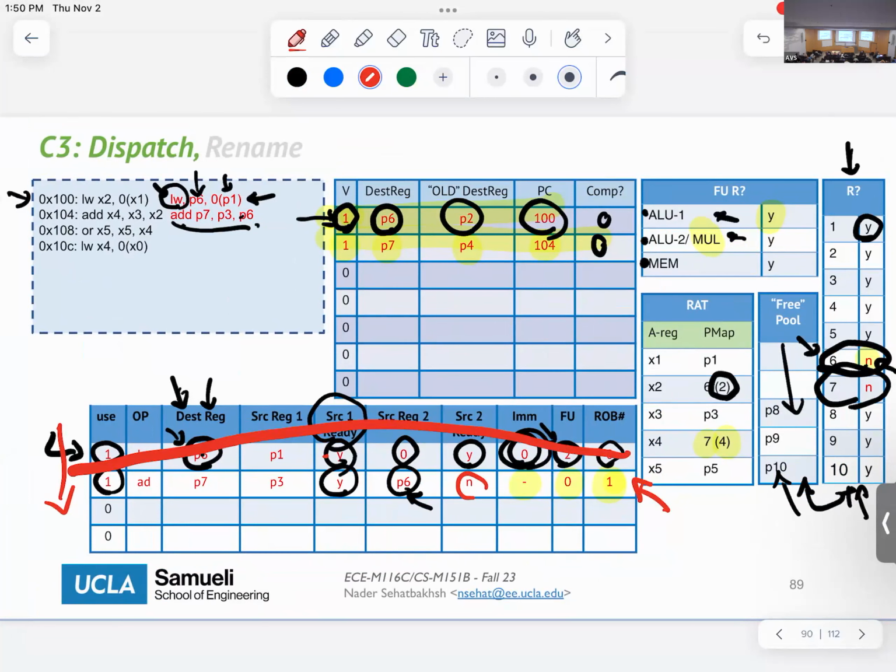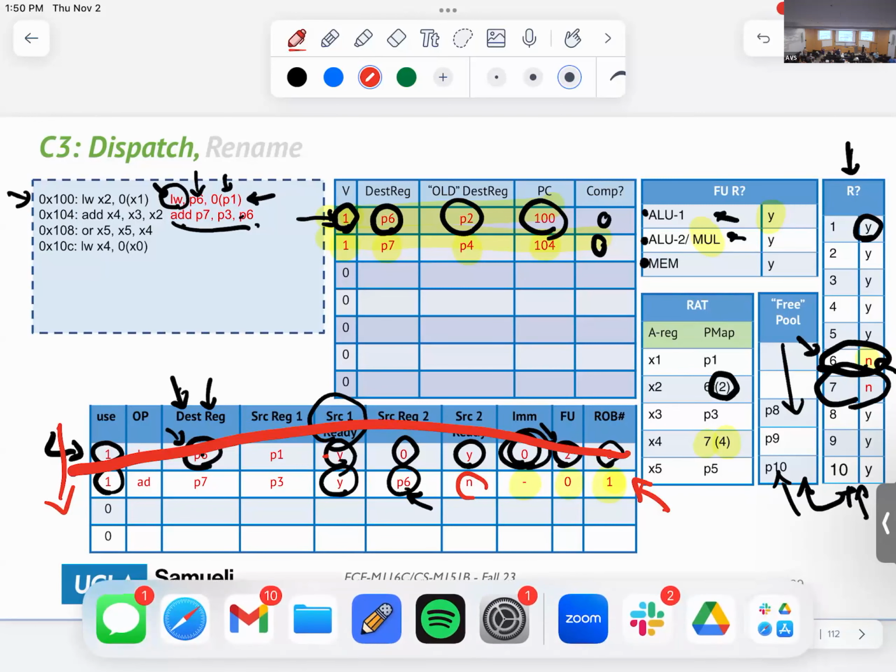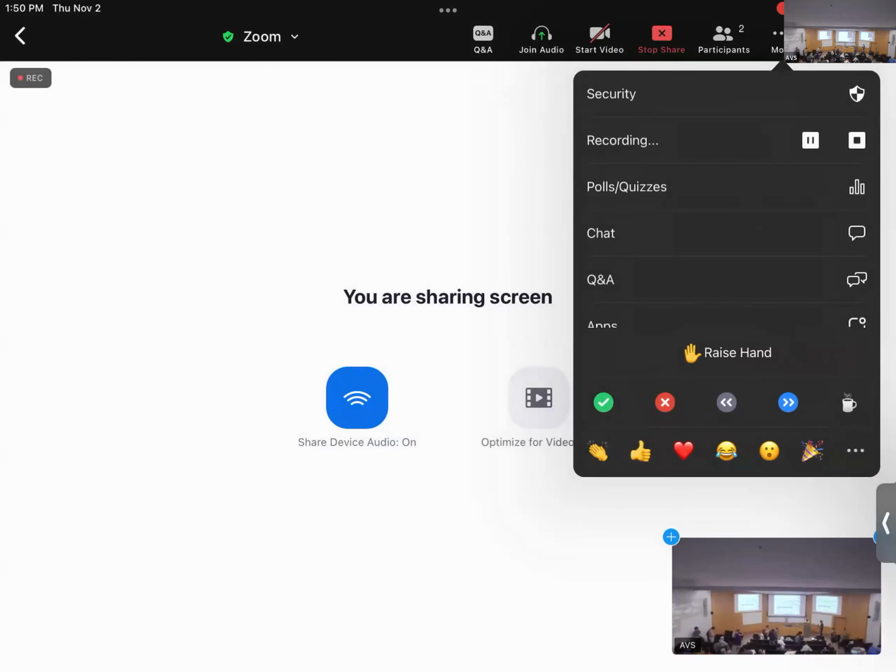All right, so I'm going to pause here. I'm going to come back to this example next time, and we're going to finish it. All right.